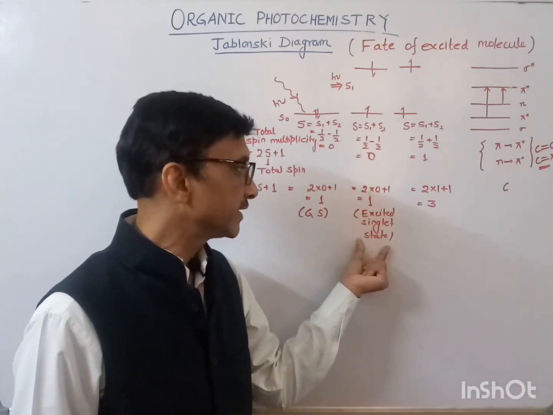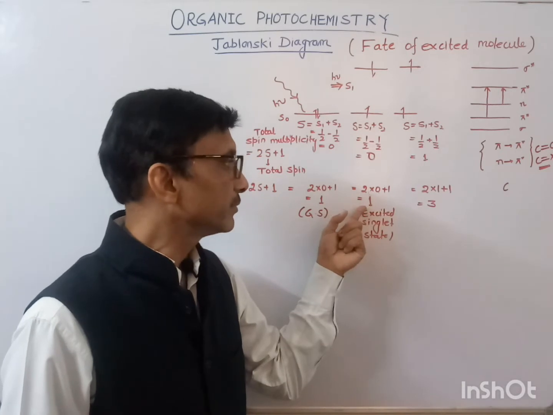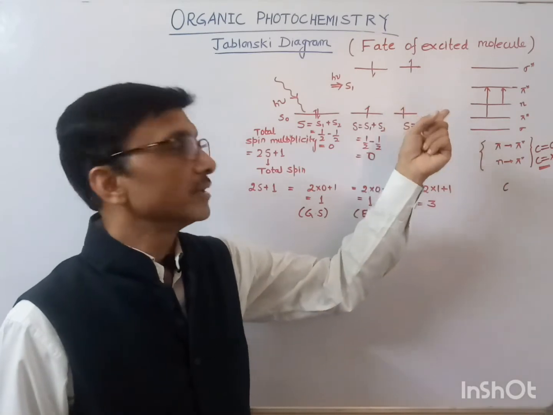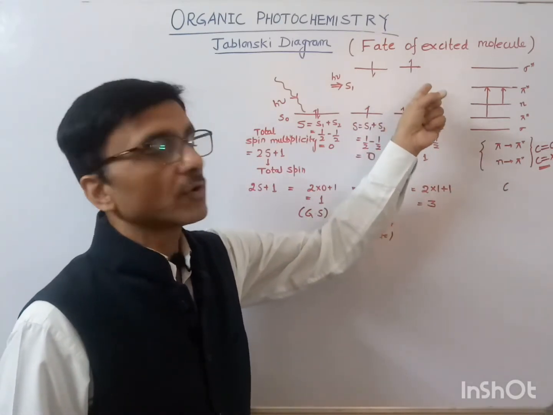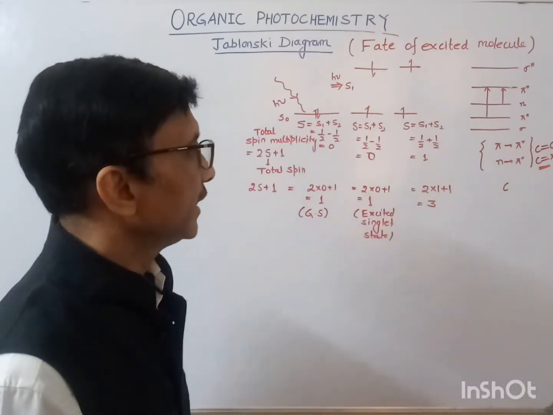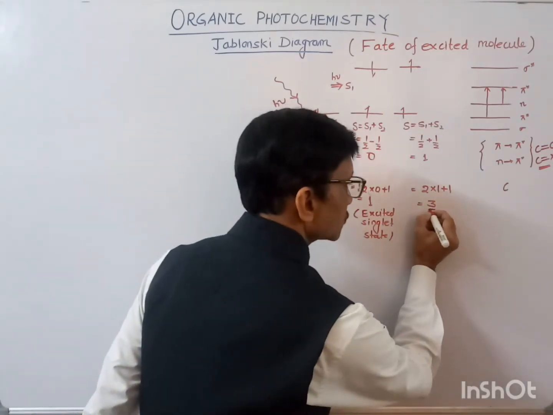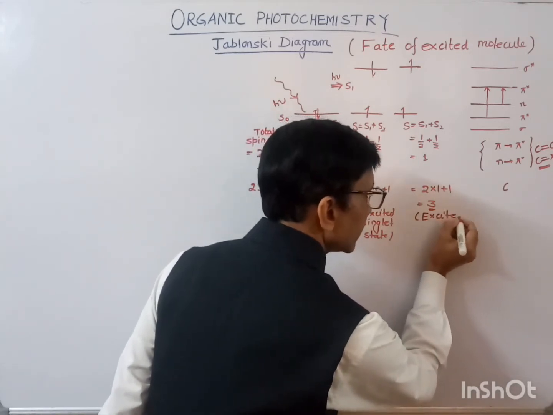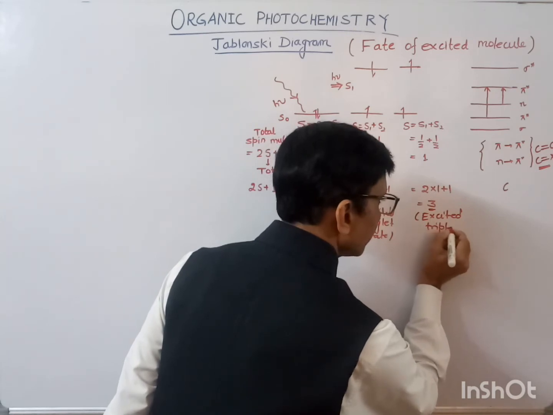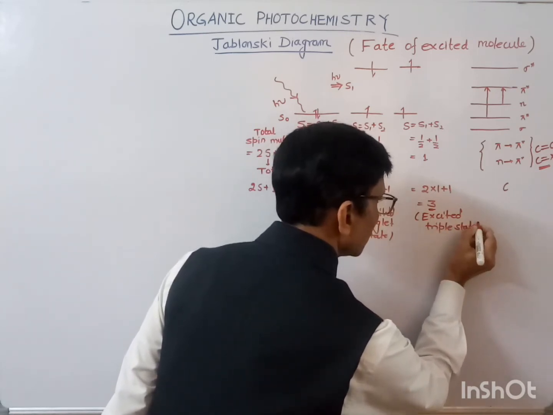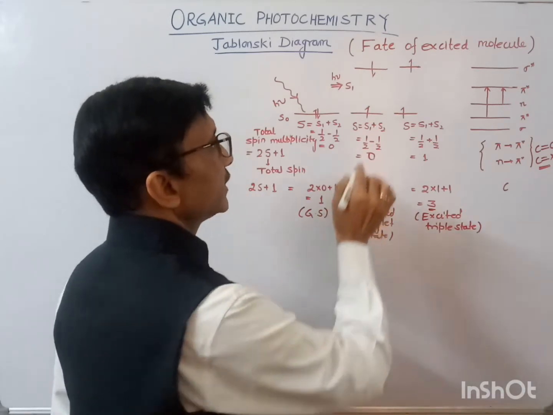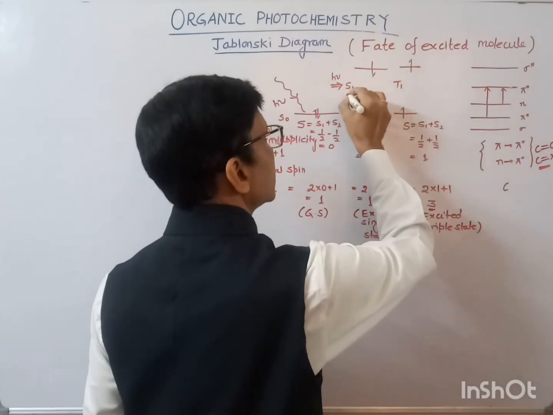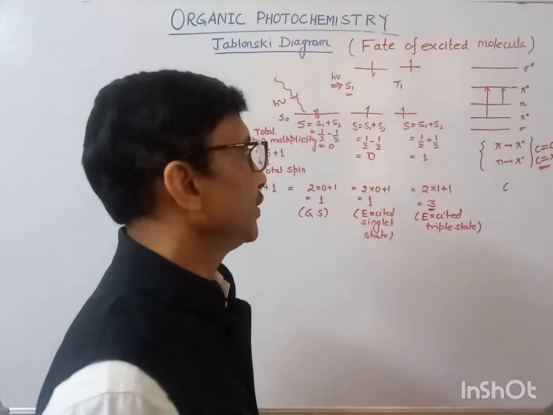Electrons present in the excited singlet state have total spin multiplicity 1. When the flipping of electrons takes place, the total spin multiplicity comes out to be 3, and the molecule is said to be present in the excited triplet state. So this state is called S1, and this state is called T1.